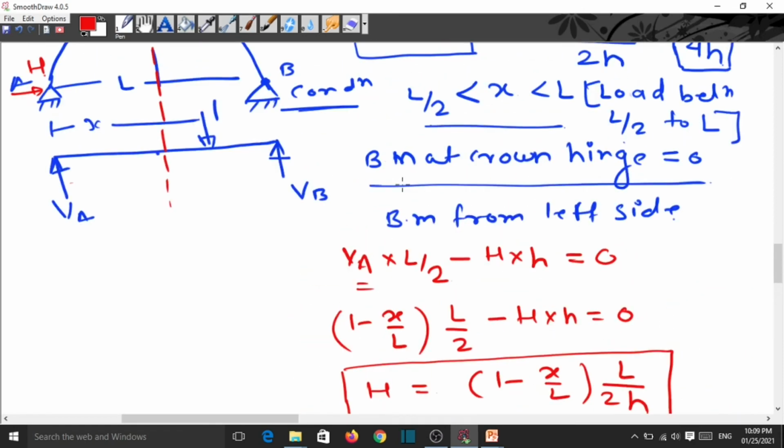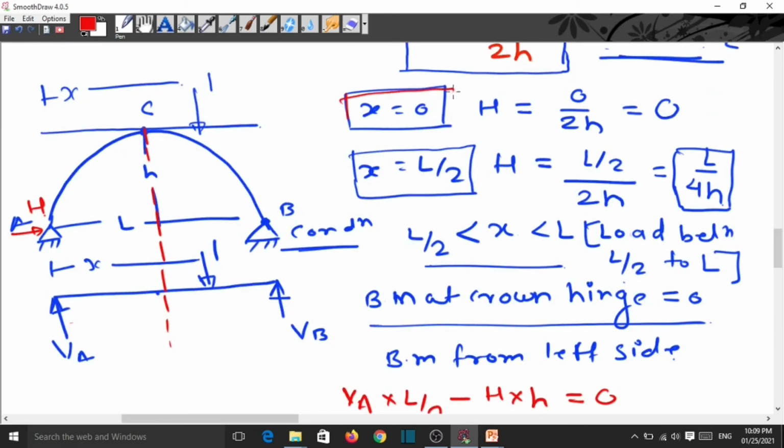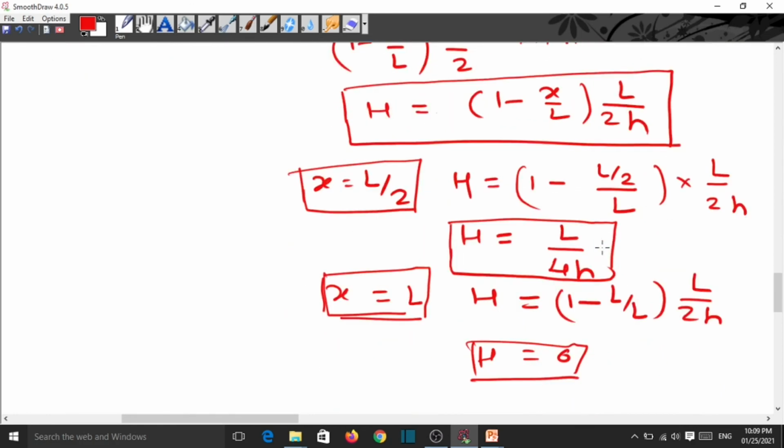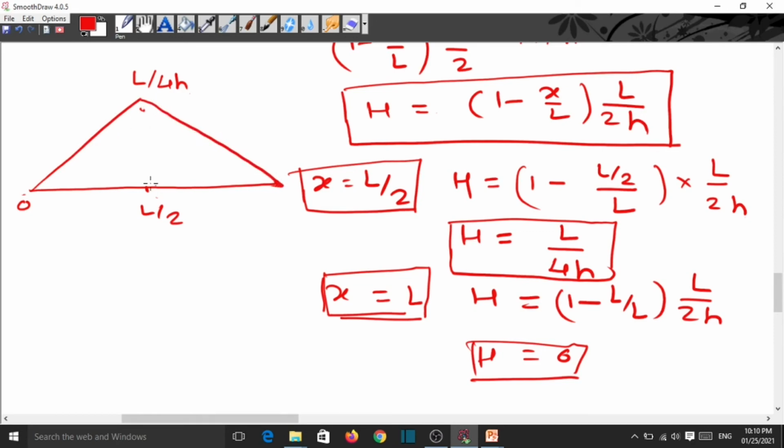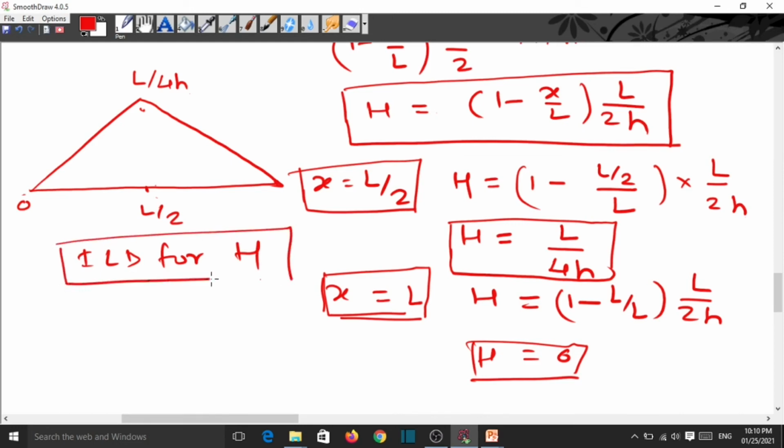And the previous one is what? When x equals 0 it is 0, and when x equals L by 2, H equals L by 4h. So at x equal to L by 2, in both cases the value is the same, L by 4h. So if you draw the ILD for the horizontal thrust, when x equals 0 the value is 0, when x equals L by 2 the value is L by 4h, and for x equal to L the value is 0. So draw this as a linear line. This is the ILD for H. Thank you.